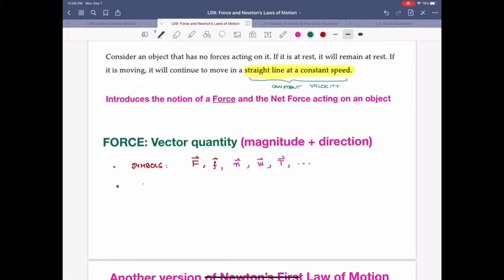And the SI unit of force is, as it turns out, a Newton. At this point, I'm not defining what a Newton is, but we'll get to this later on. So let me just say more on this later.